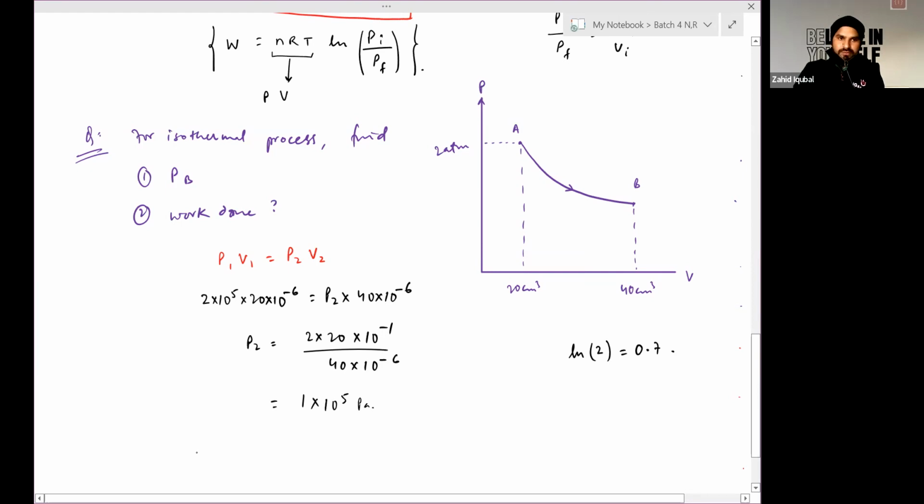Now, for work done, it will be nRT ln V final by V initial, or you may write nRT as Pi Vi ln V final by V initial and simplify it.